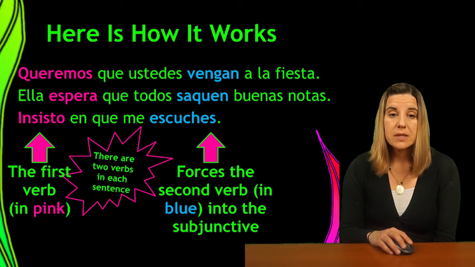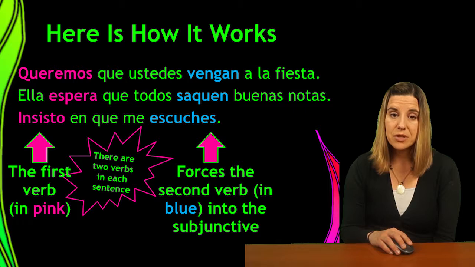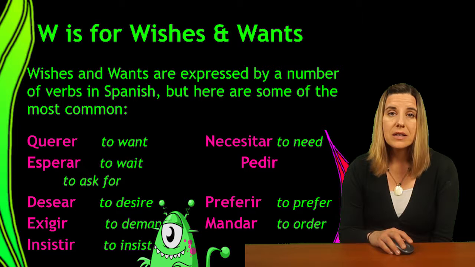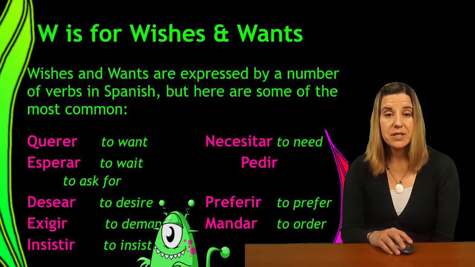So here's how it works. We have a verb in the pink, and those are the indicative verbs. We have the word que, and then we have a verb in blue that is in the subjunctive. Here are our weirdo verbs. W stands for wants and wishes.